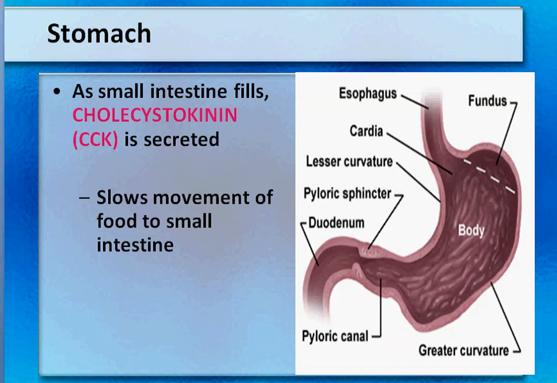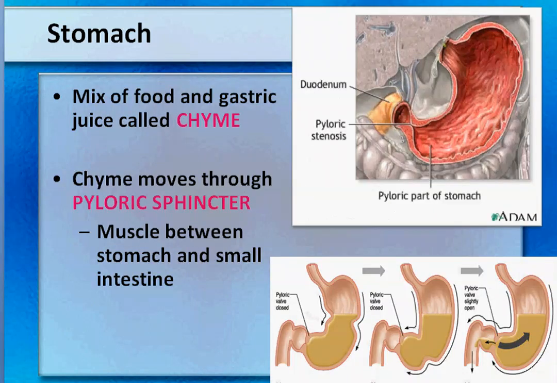Continuing toward the bottom of the stomach, as the small intestine fills, here's an enzyme protein that gets secreted called cholecystokinin, which is secreted back into the stomach so that it slows down movement of food into the small intestine, so that basically the small intestine can do its job, which we'll get to.